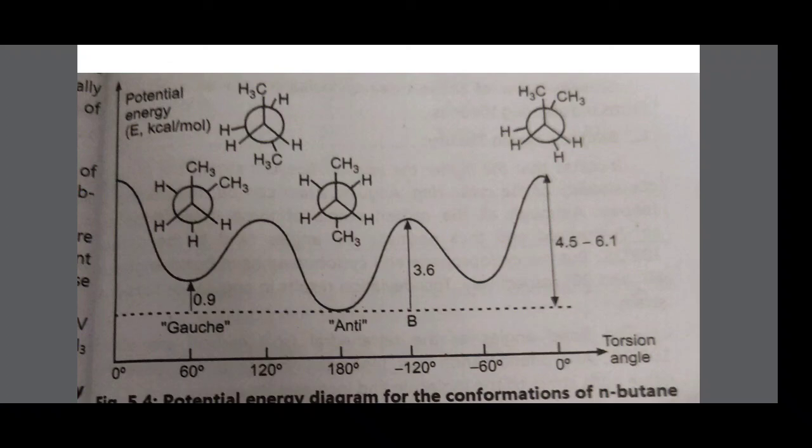Fully eclipsed conformation is the less stable, or least stable, conformation. Then anti-periplanar or staggered conformation is the more stable conformation of normal butane.